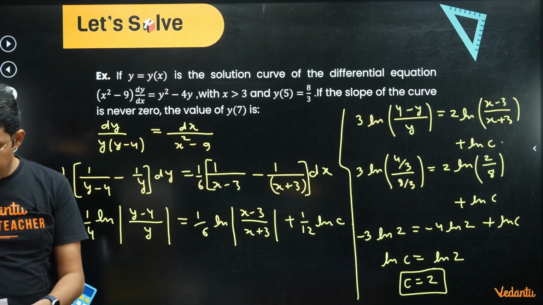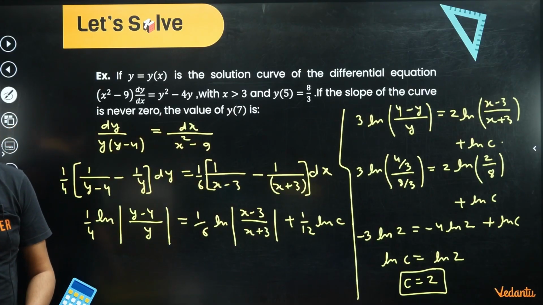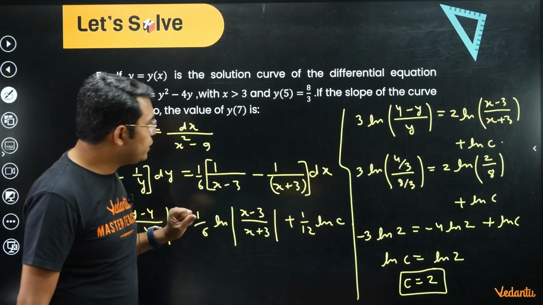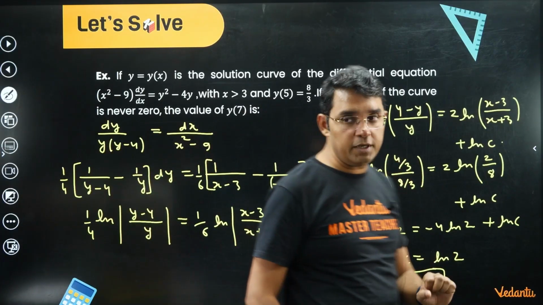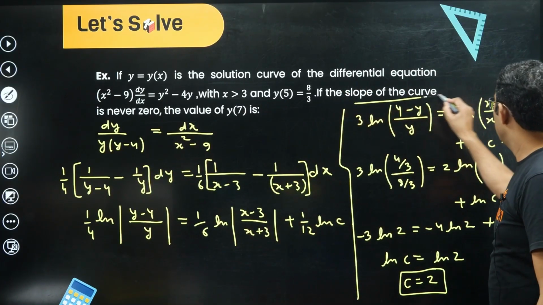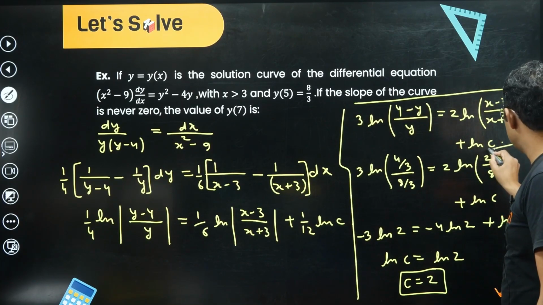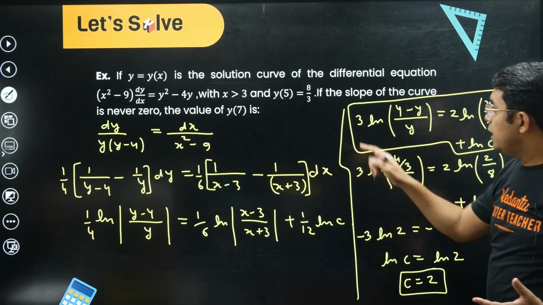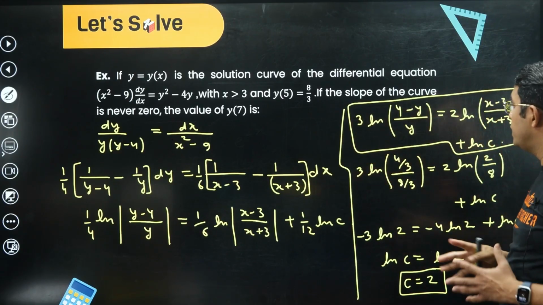Now the only thing that we need to do is to find the value at x is equal to 7. So what is my solution? I think this is my solution. Let me box it here. Just consider c as 2, nothing else is different from that, and we have to put x is equal to 7 and we will be able to get your y.